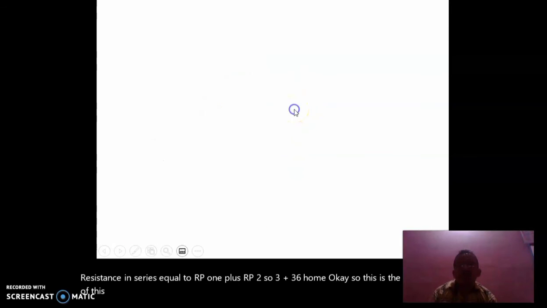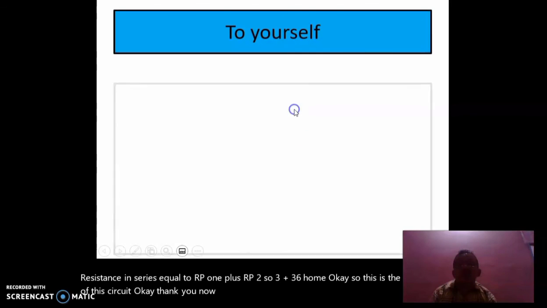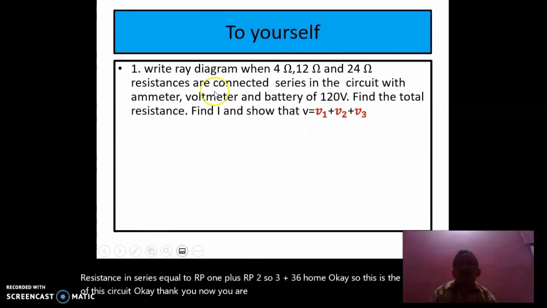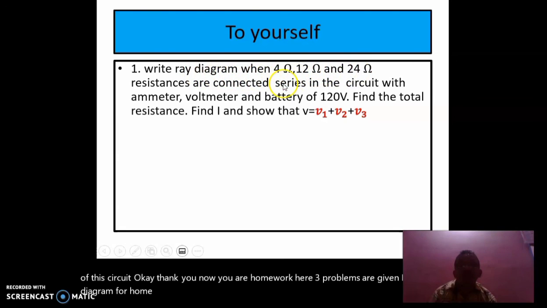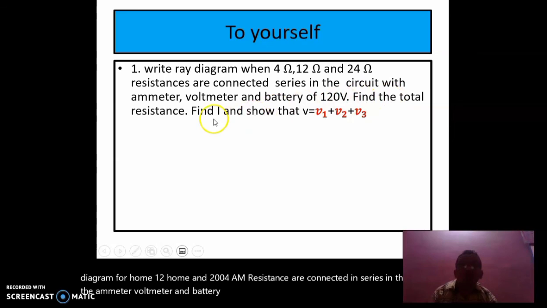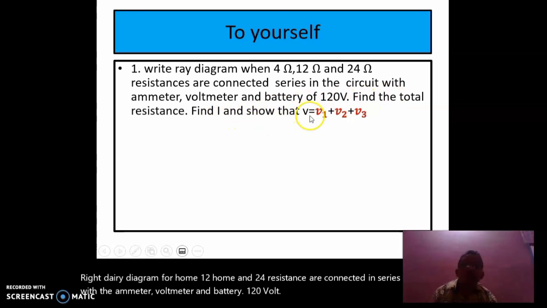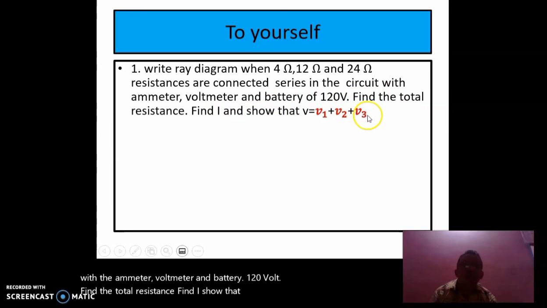Okay. Thank you. Now your homework. Here 3 problems are given. Draw a ray diagram. 4 ohm, 12 ohm and 24 ohm resistances are connected in series in the circuit with the ammeter, voltmeter and battery of 120 volt. Find the total resistance. Find I. Show that V equal to V1 plus V2 plus V3.